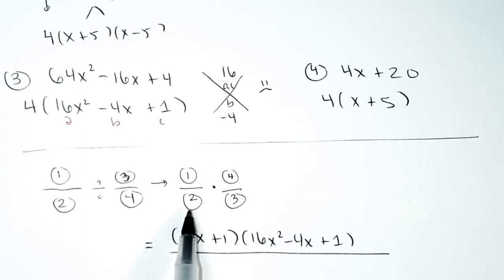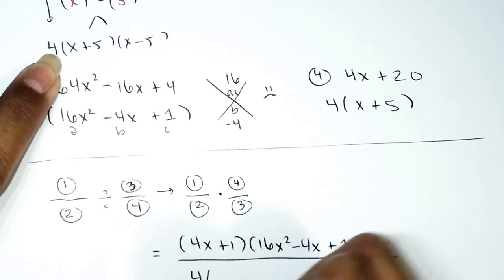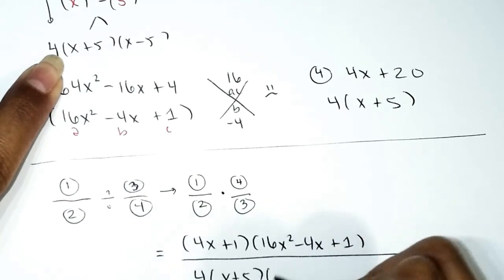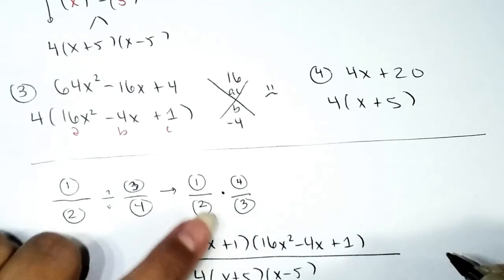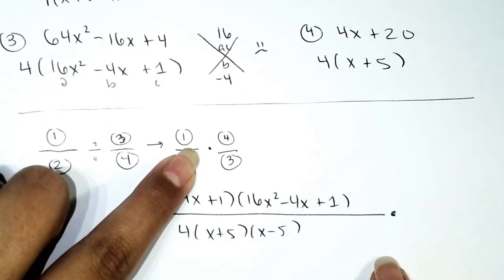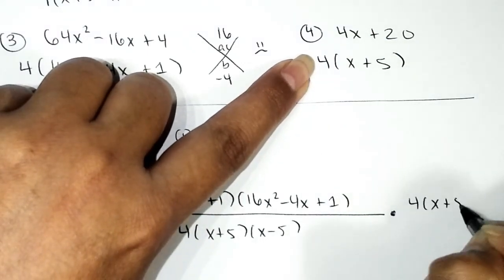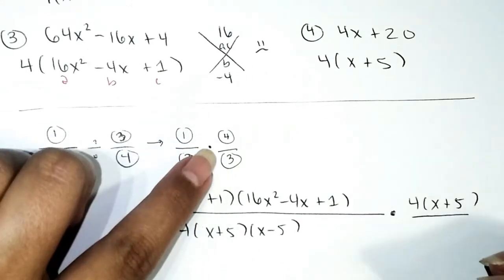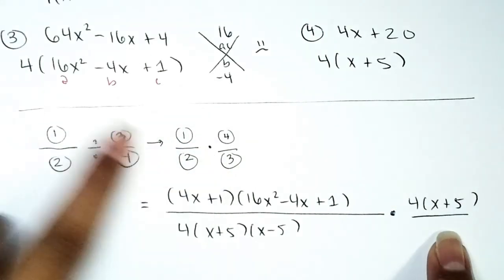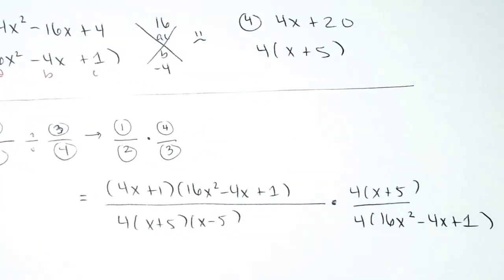Number 2, you're going to have to trust me. But I think I could show you. Oh, it's right there. This is number 2. This is 4 times x plus 5 times x minus 5 times. I got a little bit excited with the fraction bar. Sorry. Okay. Times what? Number 4, which is 4 times x plus 5 over, fraction bar, I put it prematurely. Number 3, which is 4 times 16x squared minus 4x plus 1. Fantastic. Remind me to look at the screen.